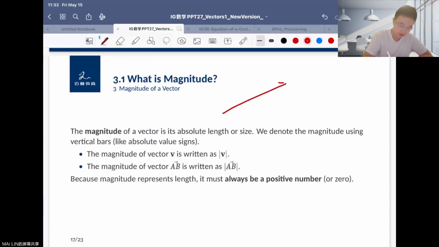So like here is an arrow. You can use a meter rule to measure the length of it. Like here you're using your meter rule to measure. Maybe here it is 5 centimeters. So we can say the magnitude of the vector is 5 centimeters.